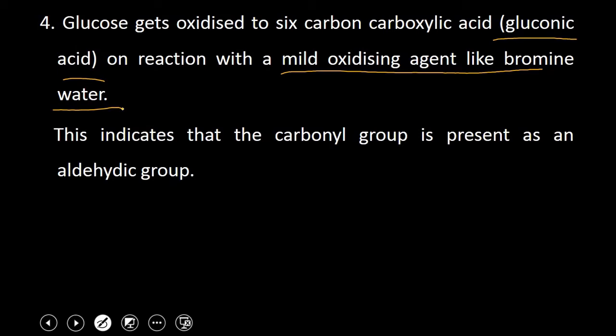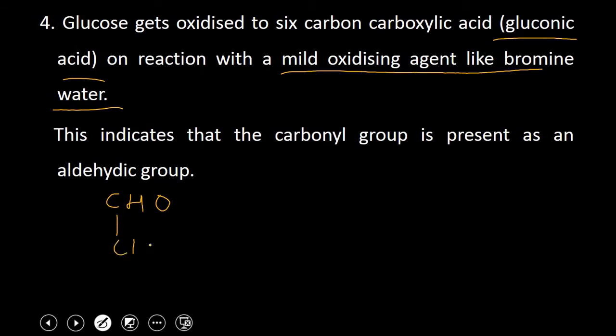So always remember one point, that only aldehyde can be oxidized by a very weak or mild oxidizing agent like bromine water. But if we have some other functional groups, like alcohols, they can't be oxidized by weak oxidizing agent. So let me write the reaction again. Again I am going to write the structure of glucose here.